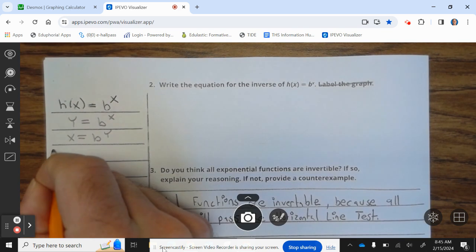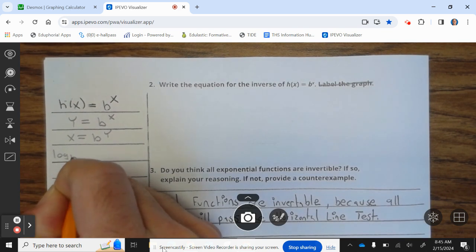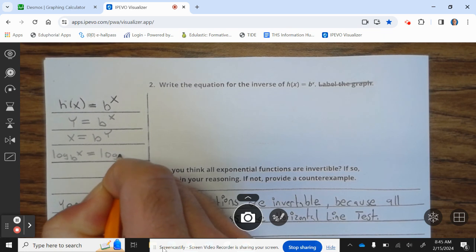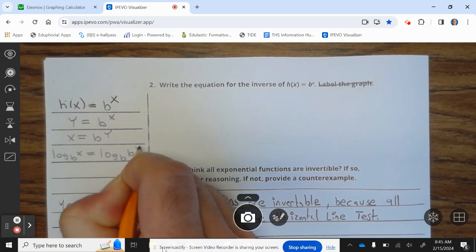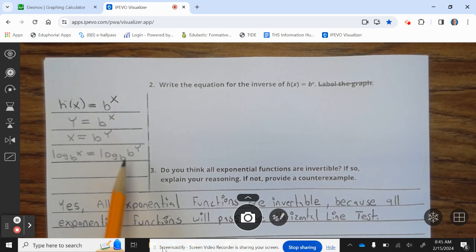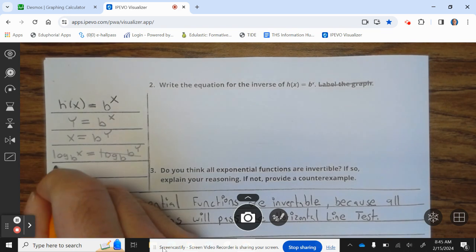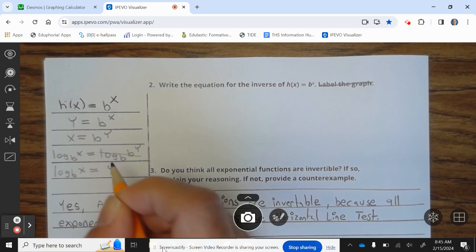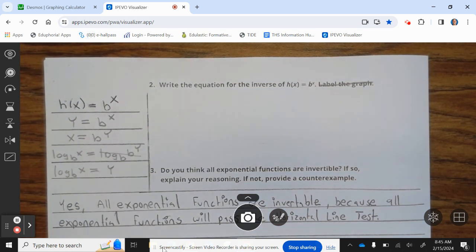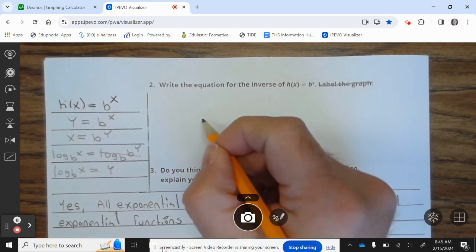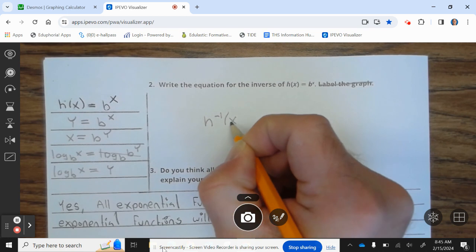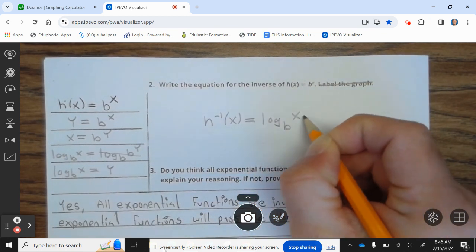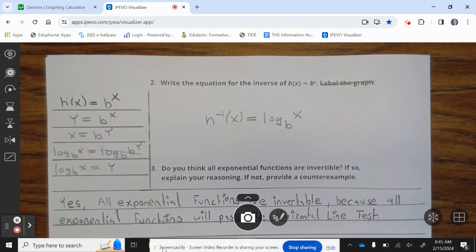And then we need to take log base b to both sides. Now, log base b of b, they cancel each other, so you're left with log base b of x equals y. So, h inverse of x equals log base b of x. All right, go ahead and finish up number 2.